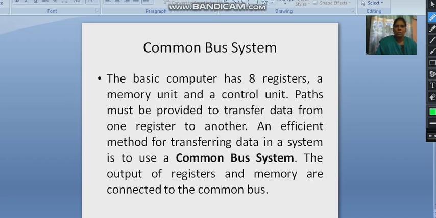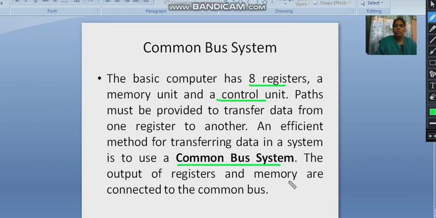Now the common bus system. The basic computer has 8 registers, a memory unit and a control unit. A path must be provided to transfer data from one register to another. An efficient method of transferring data in a system is to use a common bus system. So for transferring data from one unit to another unit, we use buses, either data bus, address bus or control bus for sending the control signals.